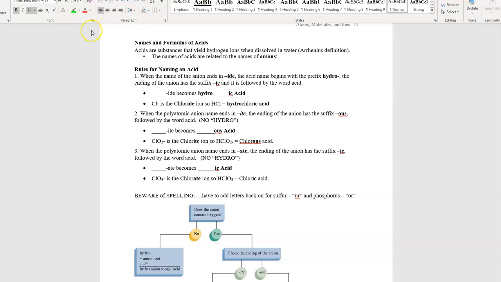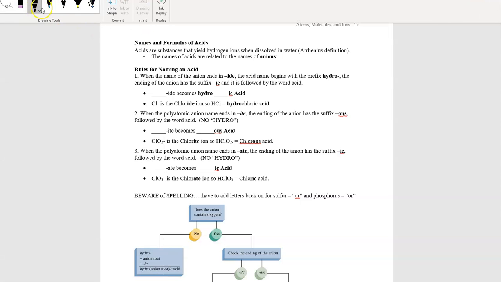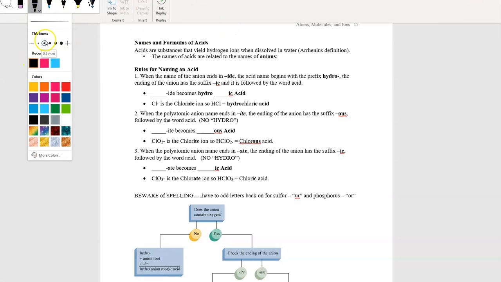Hello AP, this is part 3 of chapter 2.8, naming acids. Acids are probably the hardest type of naming for students, and we have to be really good at naming acids because we have two chapters, chapter 16 and 17, where we name acids. So naming acids, let me get my pen going.